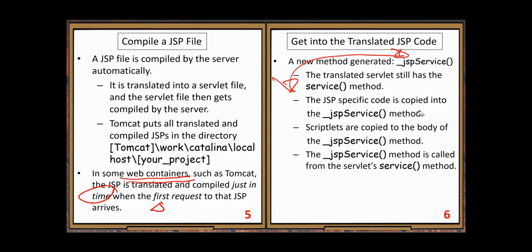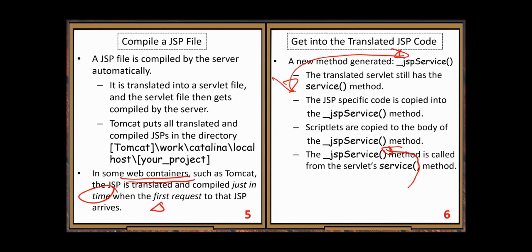Next, the underscore JSP service method is called. Eventually this method will be called, but not by us, not by us as Java programmers. We never call this method. This is a system level method, so we should not call it directly. But the system will call it. The server will call it through the service method. Inside the service method, it will call it.